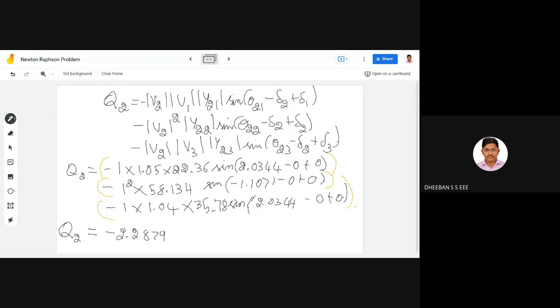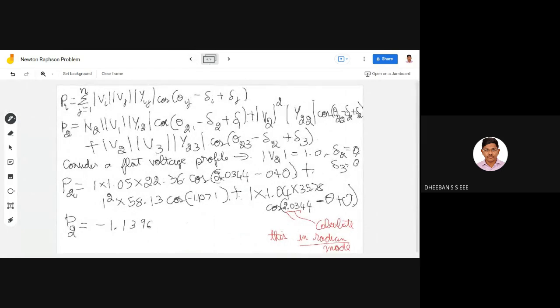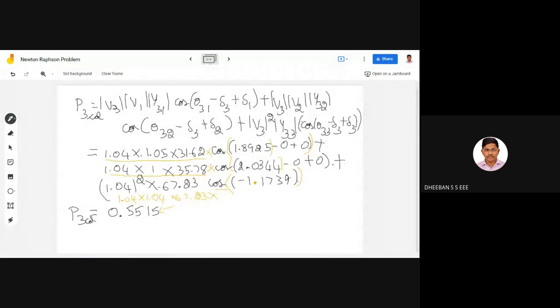Okay, after this, you have to calculate the value of your schedule. These values, this Q2 and all these values what we have found, correspond to your calculated values. And there will be a schedule called specified value, right? So with respect to that, you have to find your power residue. So I said about power residue, right?